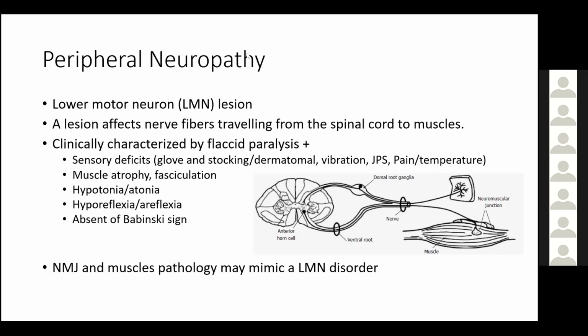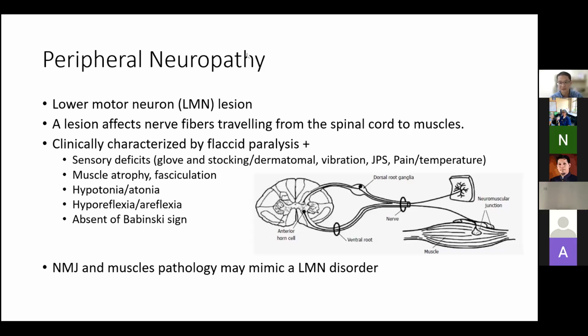Such as in patients with motor neuron disease. The majority of them have atonia or hypotonia, and areflexia or hyporeflexia. I use the word majority because not all patients with peripheral neuropathy have completely absent reflexes, and not all come with complete hypotonia. They do have some tone. The tone and reflexes might be reduced, but not completely absent. The majority of patients will have an absent Babinski sign, but some of them can be normal at the initial stage. As I mentioned, neuromuscular junction and muscle pathology are the main differential diagnoses of a patient with peripheral neuropathy.